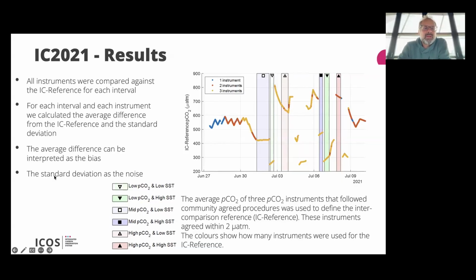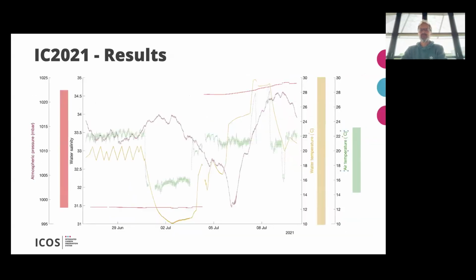So all instruments that we had, all 27, were compared against the intercomparison reference for each interval. And so for each interval and each instrument, we calculated the average difference between the intercomparison reference and, of course, the standard deviation. And this average difference can be seen as a bias of the instrument, and the standard deviation maybe as a noise.